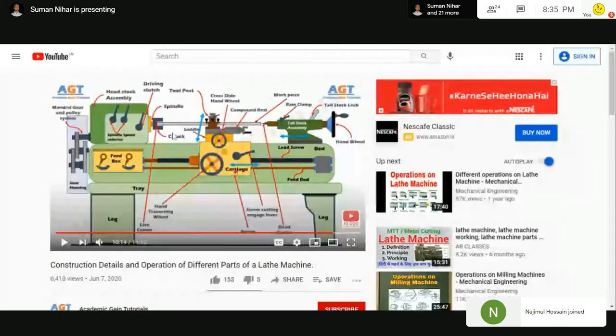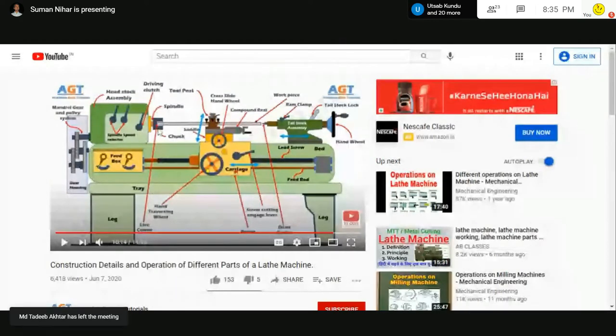So I have already told you there are two types of chuck, that is 3-jaw chuck and 4-jaw chuck. In case of 3-jaw chuck, you can hold cylindrical round jobs, and in case of 4-jaw chuck, you can hold square, hexagonal types of jobs, or any job with irregular size. This is your tailstock, this can move to the left hand side and right hand side.